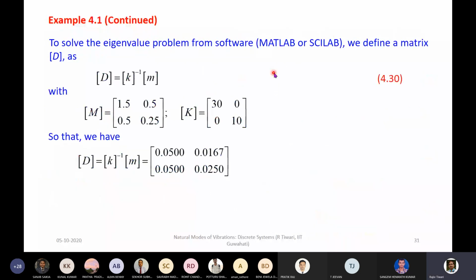Okay, if you want to solve this using Matlab, just 2 minutes, I will explain this. The T matrix, if I'm defining K inverse into M, K matrix is this, M matrix is this, the original matrices. So the D matrix will be this. And then you need to take the eigenvalue and eigenvector of this directly. So these are the steps.